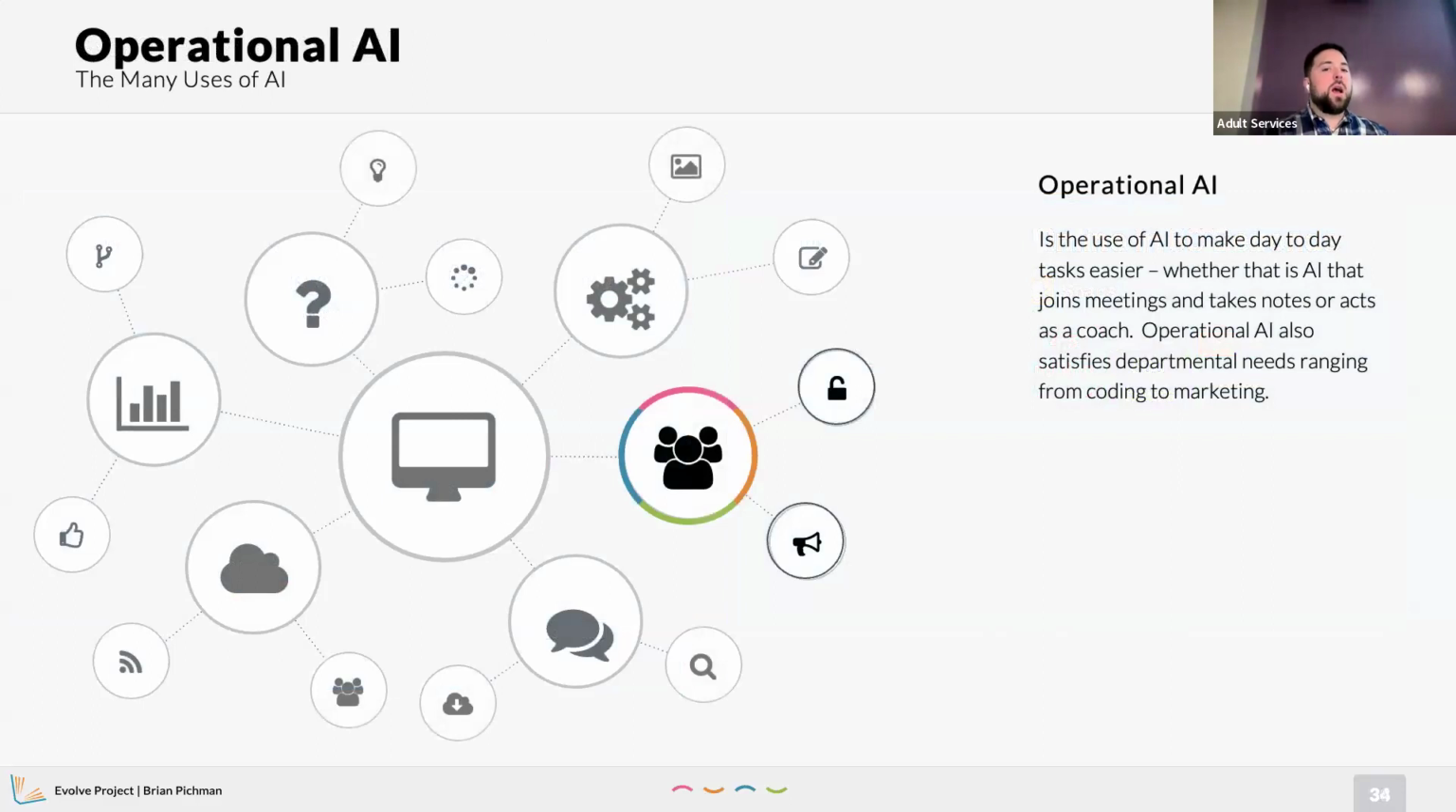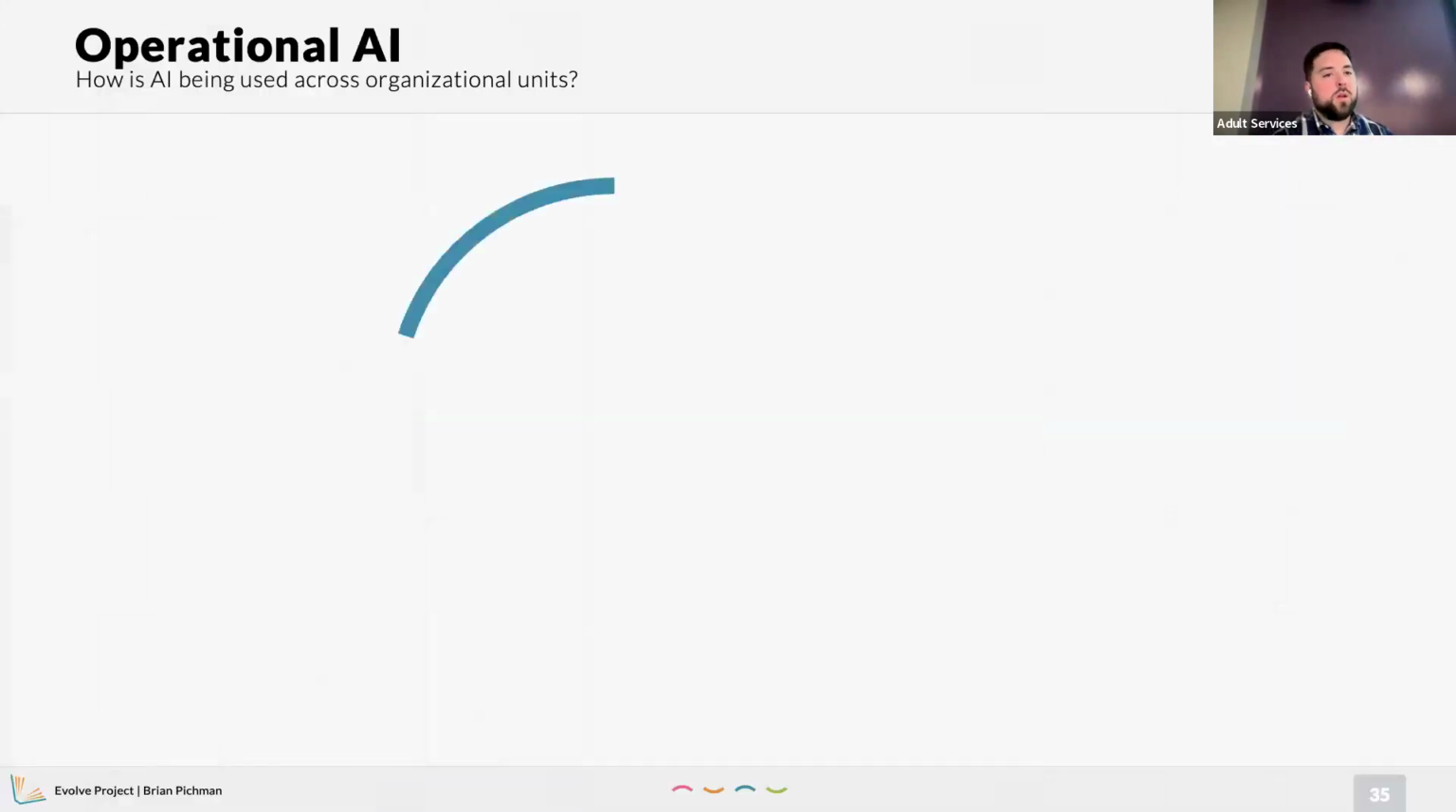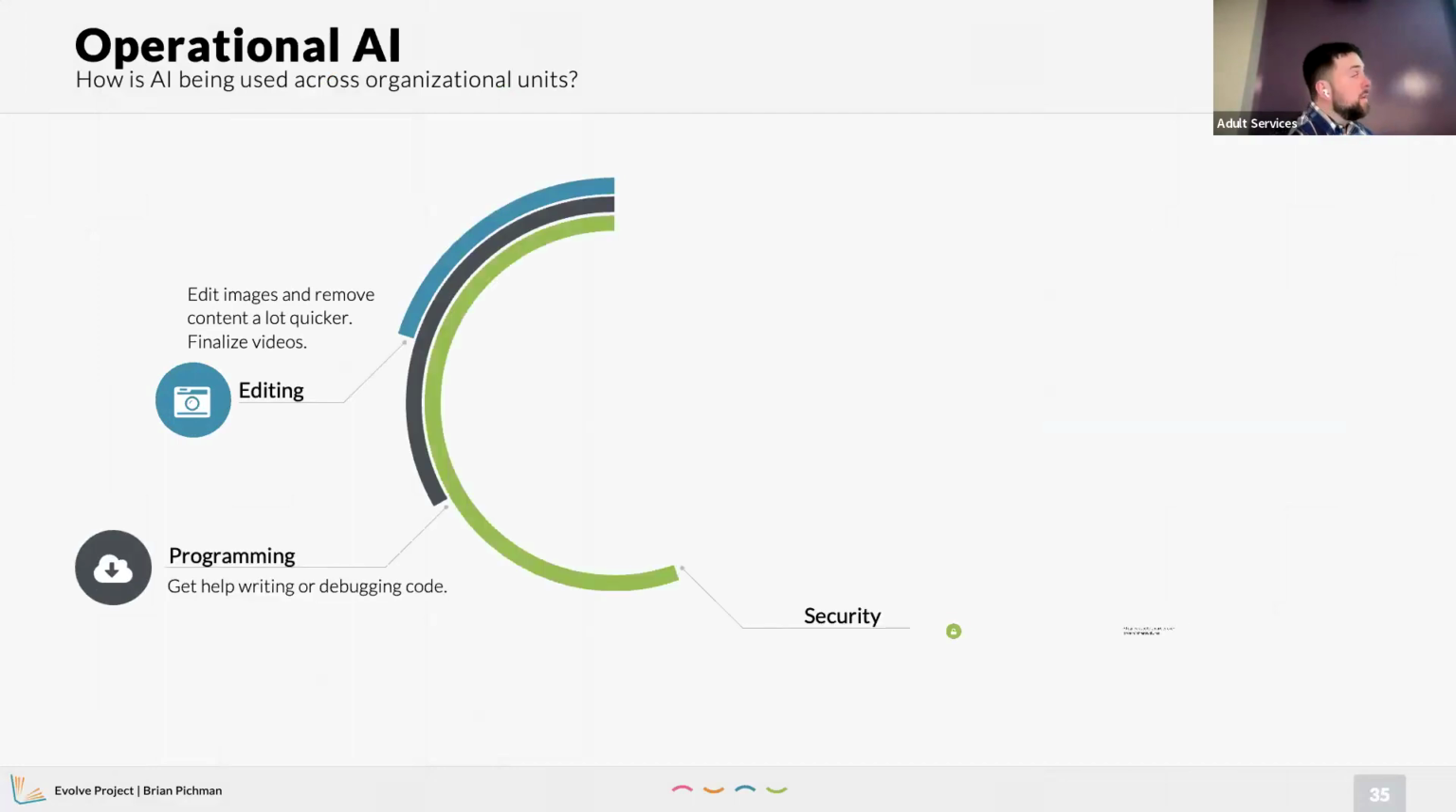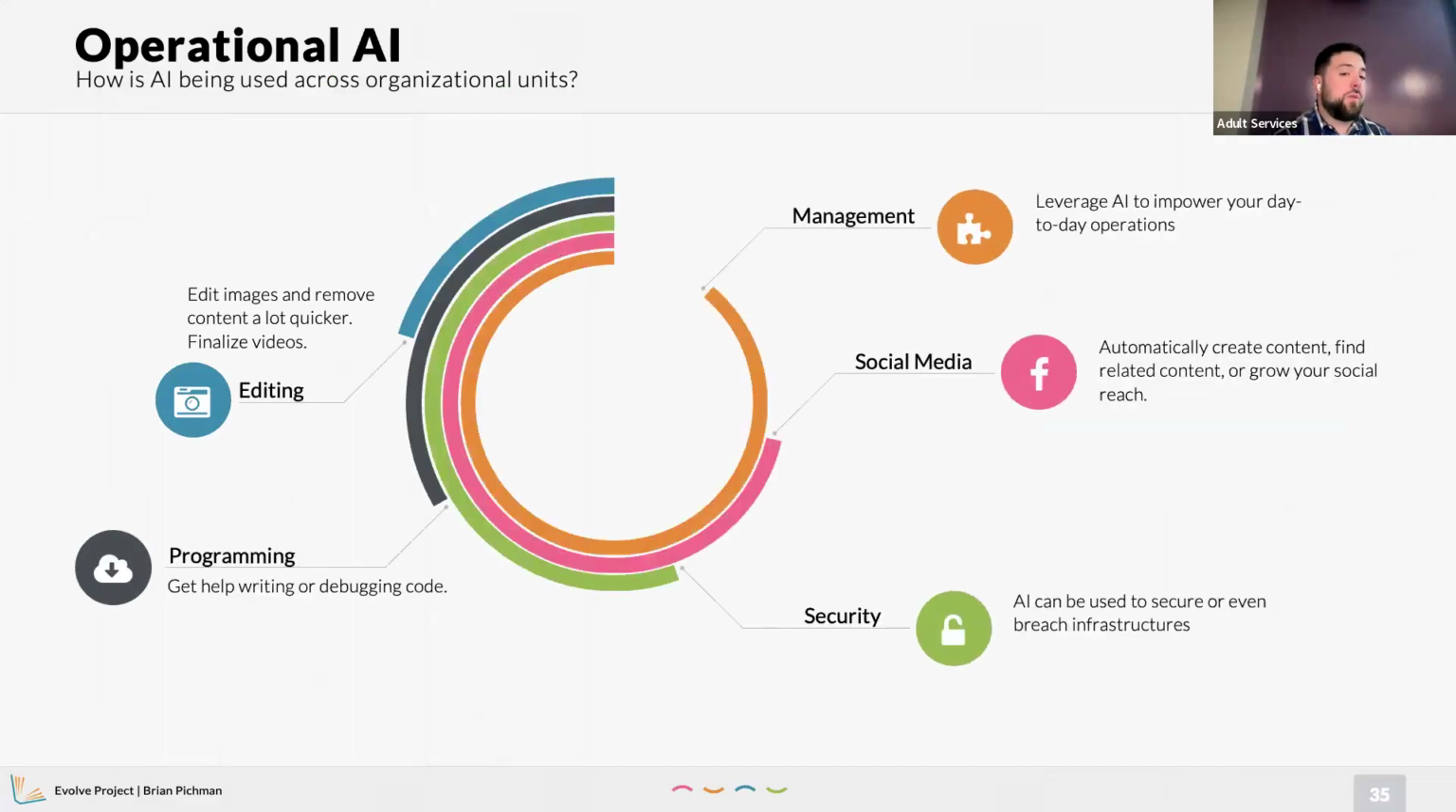So operational AI, changing gears, is what I consider artificial intelligence tools to make your life better. You can use it to edit images. You can have it write you programs and scripts. You can use it in management. You can use it to better your social media, and you can even use AI for cybersecurity.